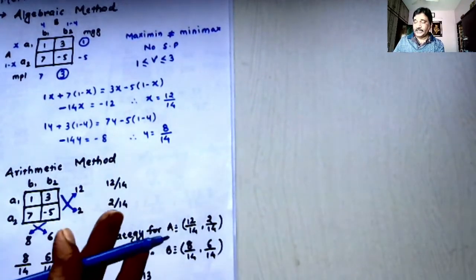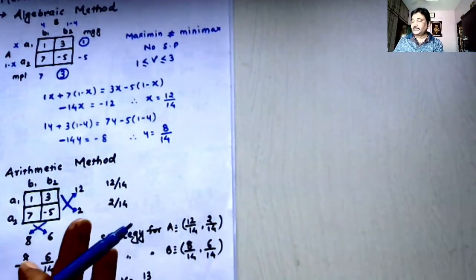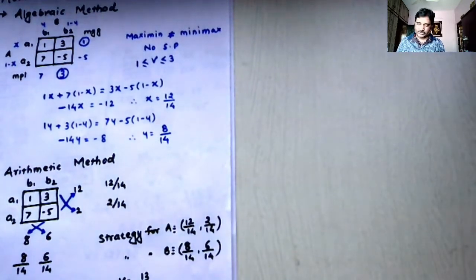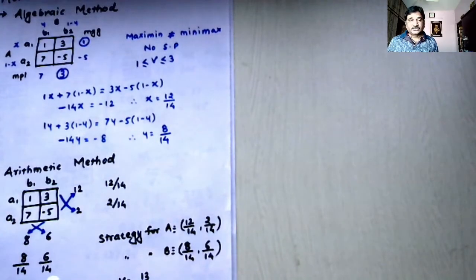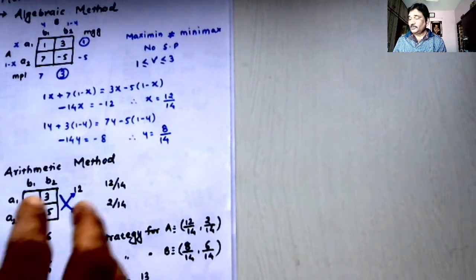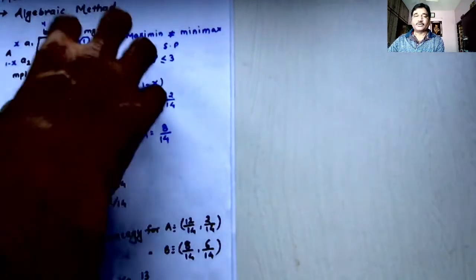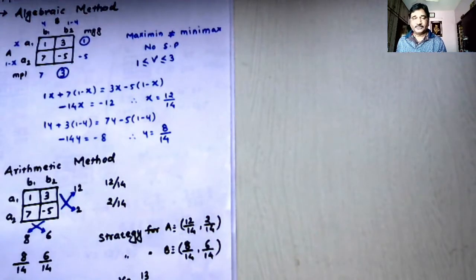See how simply this game has been solved. Solved means it has given you the proportions of course of action A1 and A2 and B1 and B2. Proportions are obtained for both the players. This method we have obtained is extracted from the algebraic method, right?